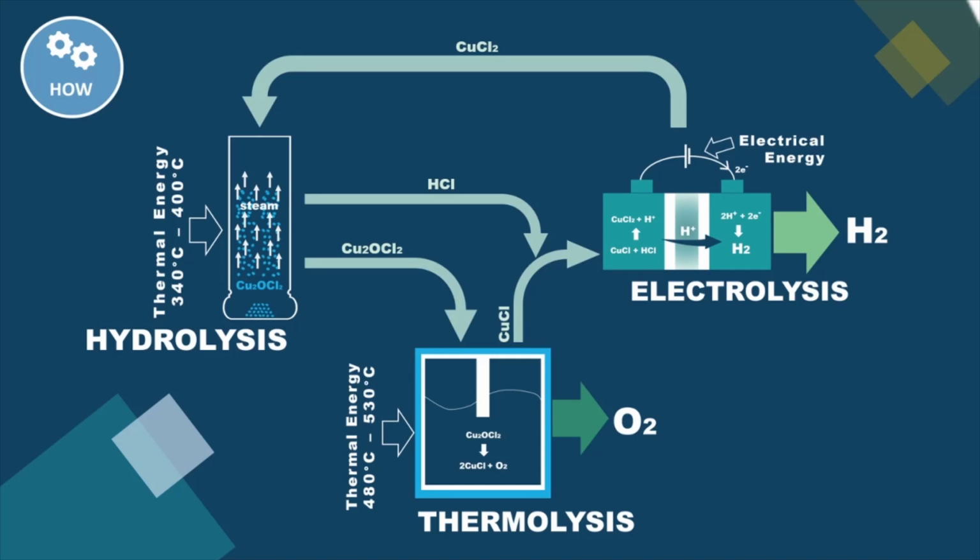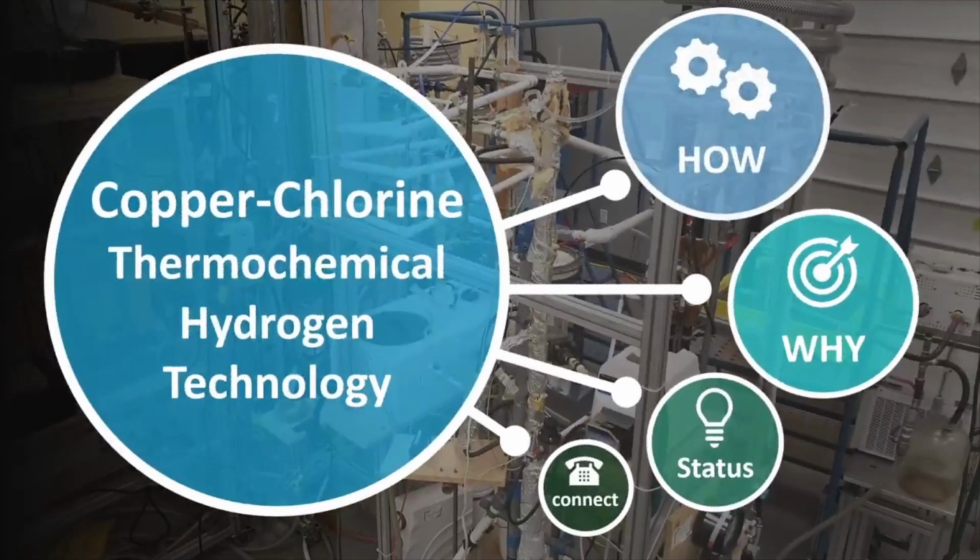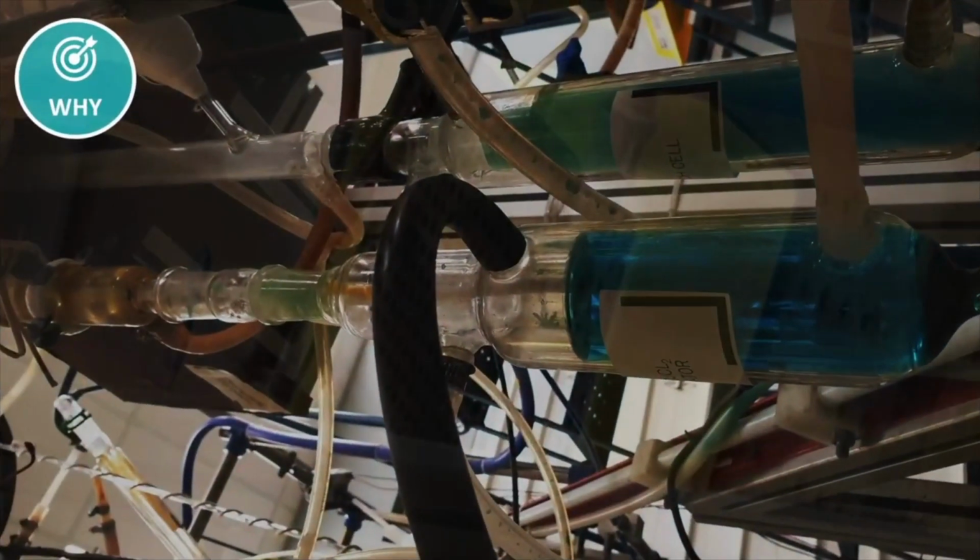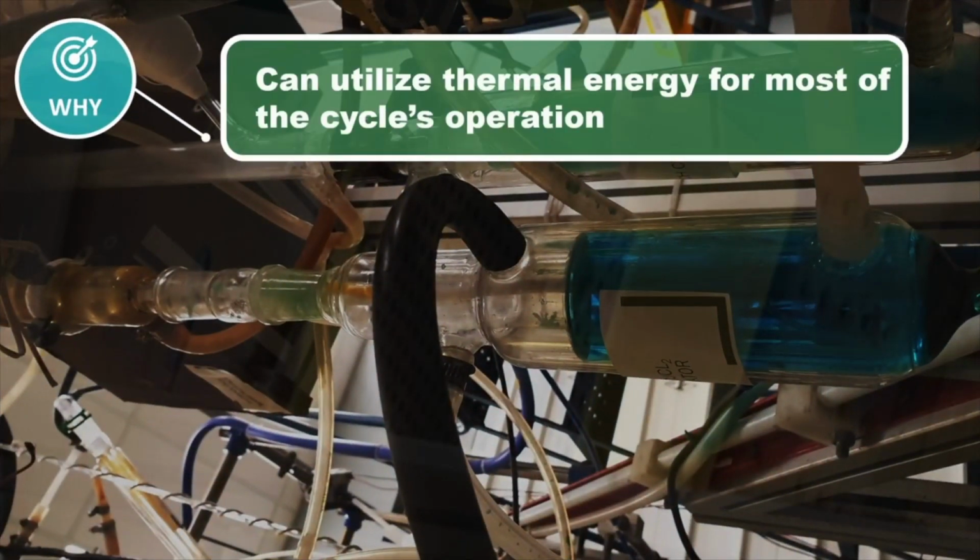Now that we understand what the copper chlorine cycle is, let's understand why the copper chlorine cycle is being developed. By operating on thermal energy, the copper chlorine cycle can be employed to use either dedicated thermal sources or waste heat. This avoids the compounding inefficiencies of thermal power generation used to provide energy for electrolysis-based hydrogen production.